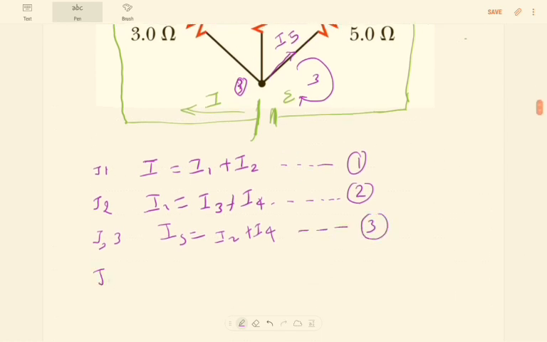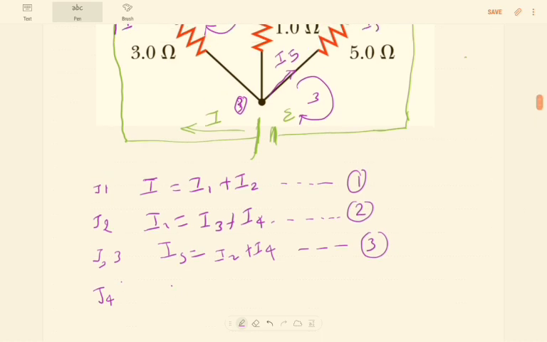And from junction point 4, of course, here we get our final junction at junction point 4. We would get I is equivalent to I3 plus I4.